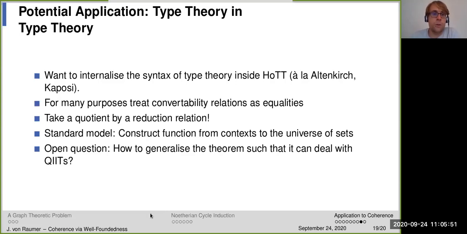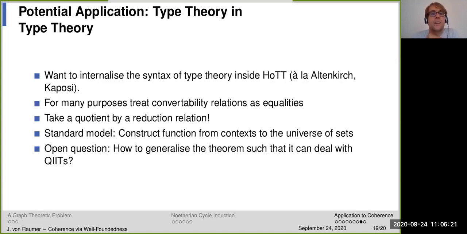And one thing one could think of doing with it is constructing the standard model, because we need to construct a function from the context and this internalization into the universe of sets. But as we know, the universe of sets is only a 1-type and not a set. So we need to prove exactly the kind of coherence that we can tackle with our problem.